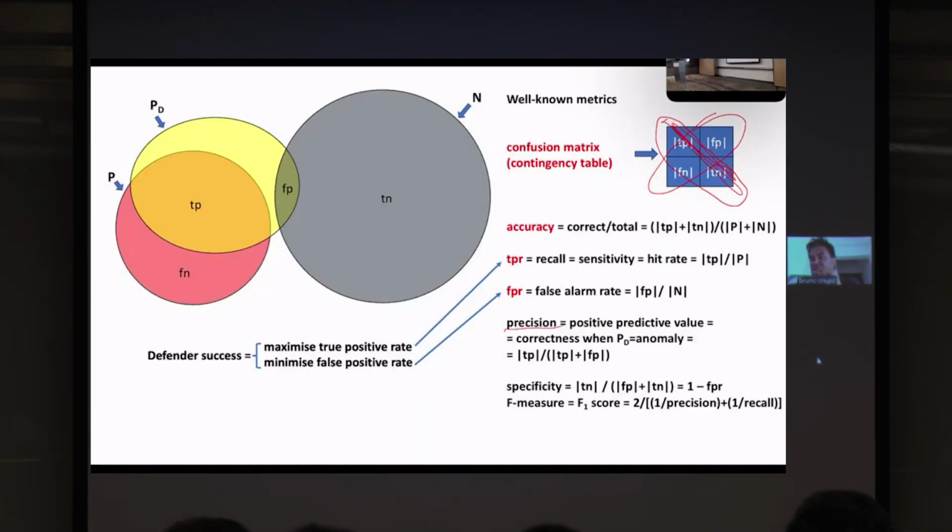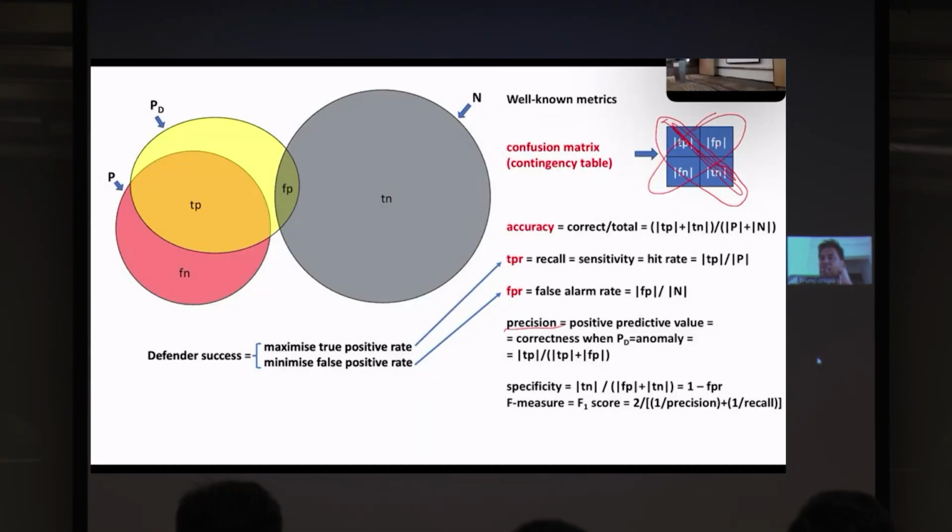Then there is the precision, which is essentially how many times, when the classifier says that it's an anomaly, it is a correct answer. That is given by the true positives over true positives plus false positives. The specificity is given by the true negatives over false positives plus true negatives. That is equivalent to one minus the false alarm rate. And many times you can also see the F measure and the F1 score defined in that way.